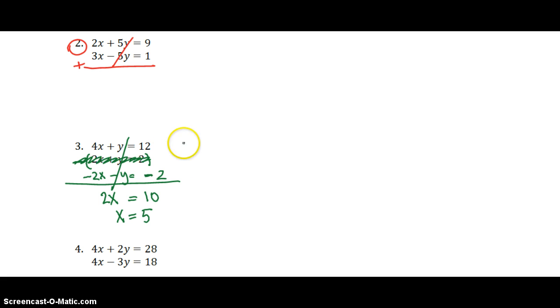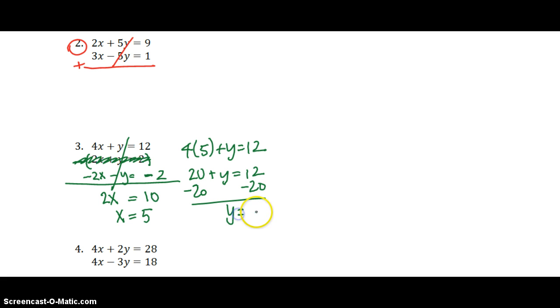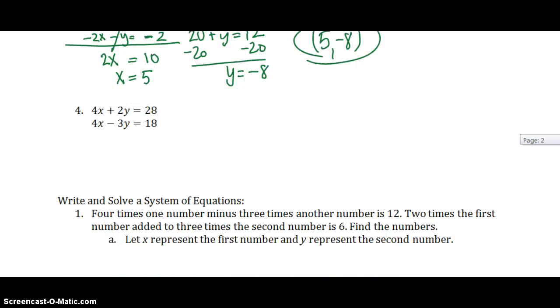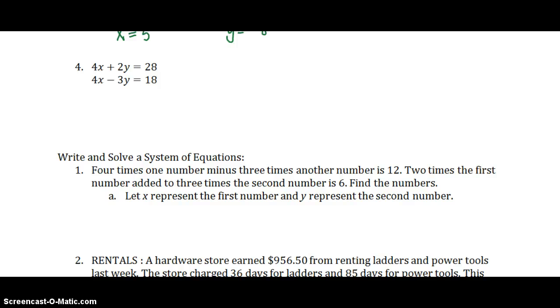Now I go back up and I say 4 times 5 plus y equals 12. So that's going to be 20. And when we subtract 20 from both sides, y is going to be a negative 8. So the point where these two lines cross is at the point 5, negative 8. See how quick that is? I love it. It's my favorite method for solving systems of equations.